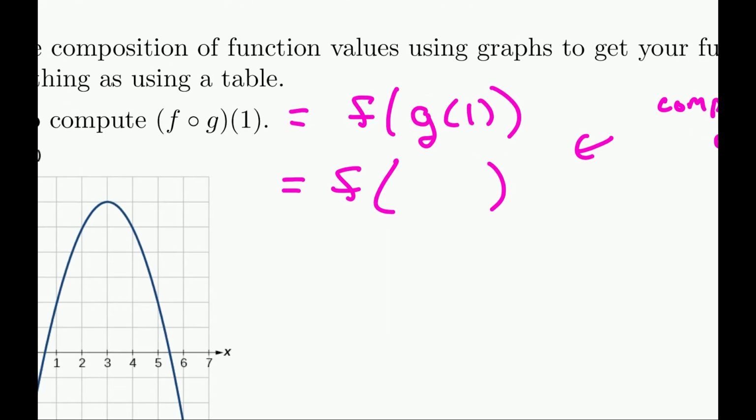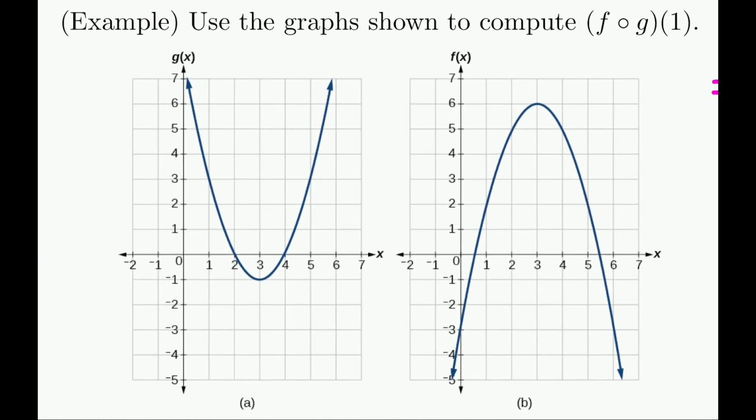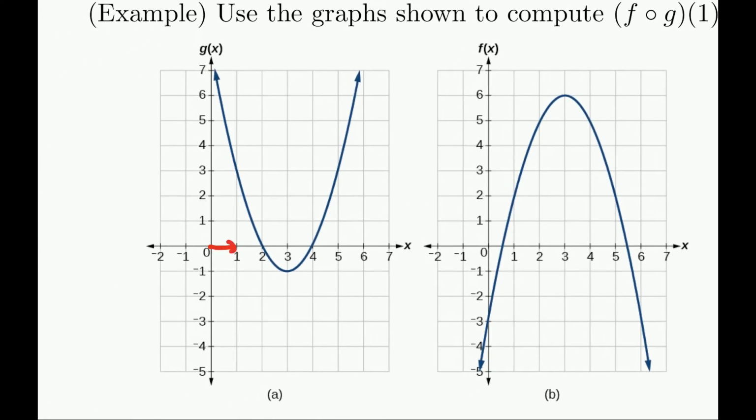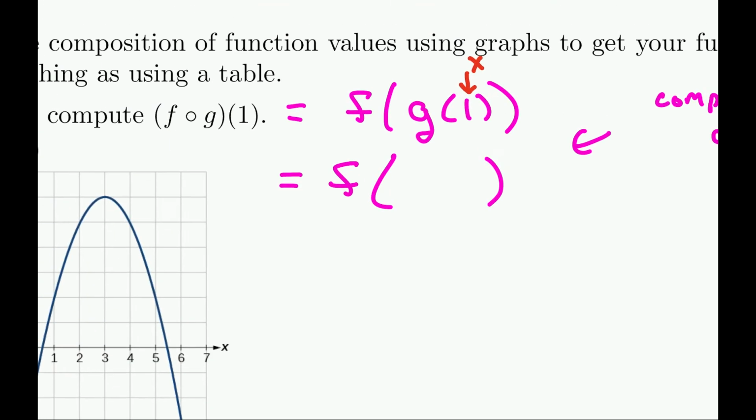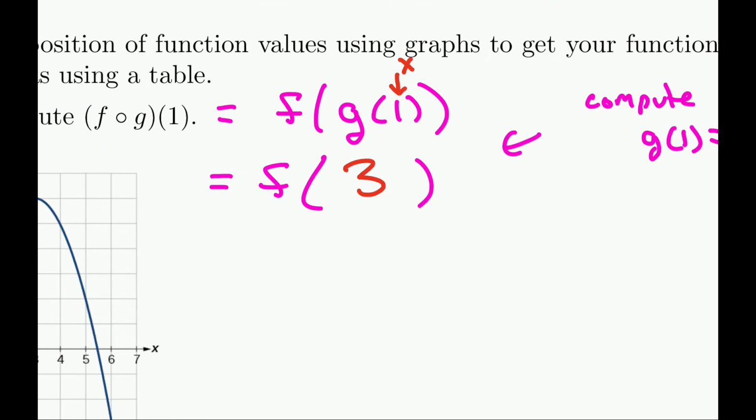Compute g of 1. So our x value here is 1. To get g of 1 on the table, we would come over here to x equals 1, and then we would go up here on the graph to get the g value. And g of 1 looks like the y value here is 3. So g of 1 is 3.